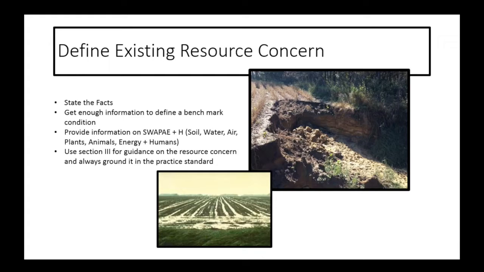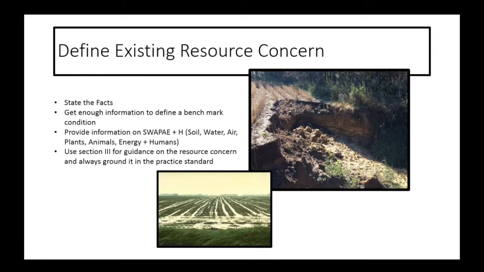So we've got a lot of things going on when it comes to conservation planning. But the first thing we have to do is define what it is we're seeing. And that definition is called a benchmark condition. This is what I saw the minute I stepped on that property. The time that they asked me for assistance, this is what it looked like. That's called a benchmark condition, the original condition. And we need to do a really good job looking at soil, water, air, plants, animals, energy, and humans when we define those benchmark conditions.